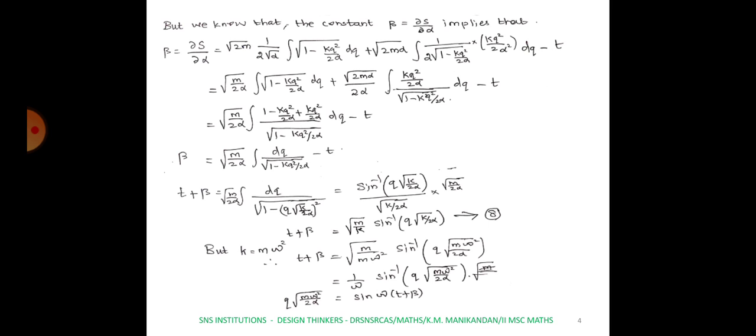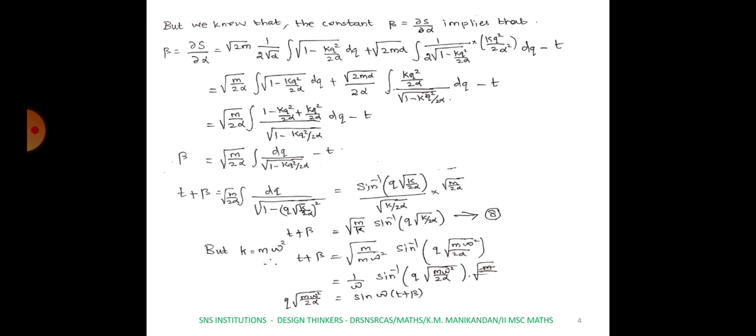when root alpha is differentiated we will get 1 by 2 root alpha, and take the other term as it is, integral root of 1 minus kq square by 2 alpha into dq, and plus you take root of 2m alpha out as it is, and while we are integrating root value, 1 by 2 root of 1 minus kq square by 2 alpha, and then the term inside the square root is to be differentiated partially with respect to alpha. When 1 by alpha is differentiated, we will get minus 1 by alpha square. So therefore kq square by 2 alpha square will be in the numerator.